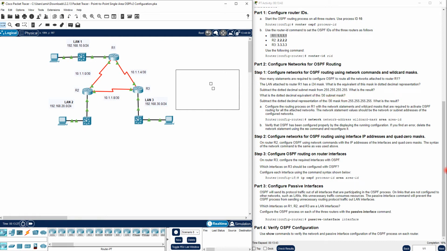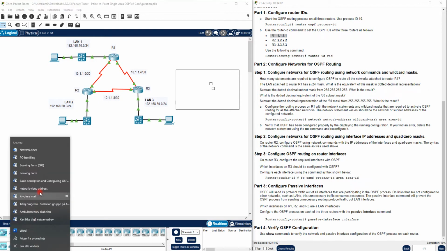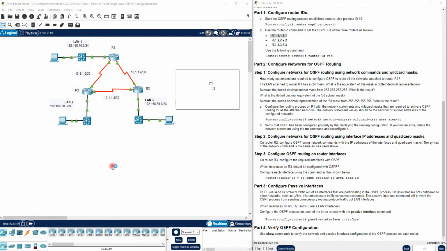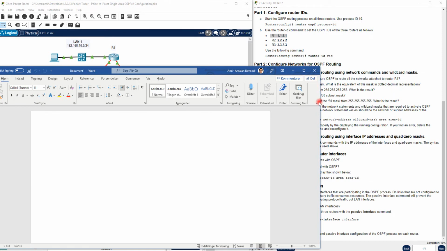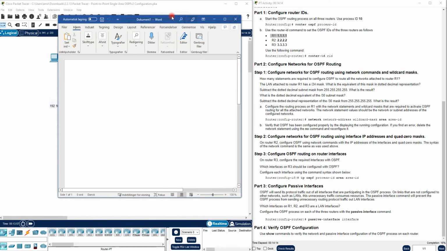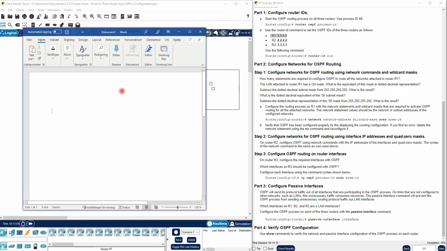And what is the dot decimal equivalent of the /30 subnet mask? This is 255.255.255.252. And subtract the dot decimal representation of the /30 mask from 255.255.255.255. What is the result? The result should be 0.0.0.3. And maybe we should write here all of the information.